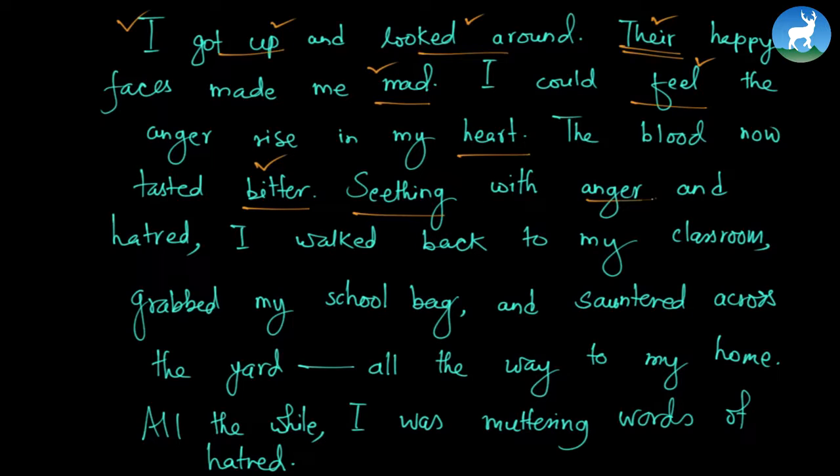Seething with anger and hatred, I walked back to my classroom, grabbed my school bag, and sauntered across the yard all the way to my home. So this shows the random motion, very fast motion. This is very rapid movement. That's why we used lots and lots of commas.